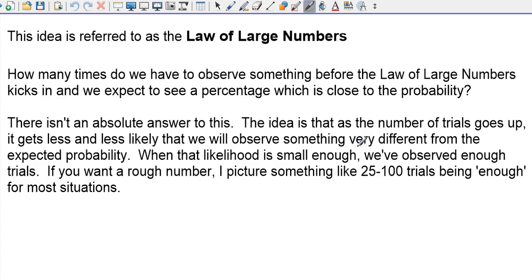So how many times do we have to observe something before the law of large numbers kicks in and we expect to see the percentage being close to the actual probability? Well, there isn't really an absolute answer to this. The idea is that as the number of trials goes up, it gets less and less likely that we'll observe something that's very different from the expected probability. When that likelihood is small enough, when we've observed enough trials, then we can say that we expect the theoretical probability to be observed. If you want a rough number, personally I picture something like somewhere between 25 and 100 trials is high enough for most situations to be able to say that we should be seeing the theoretical probability.